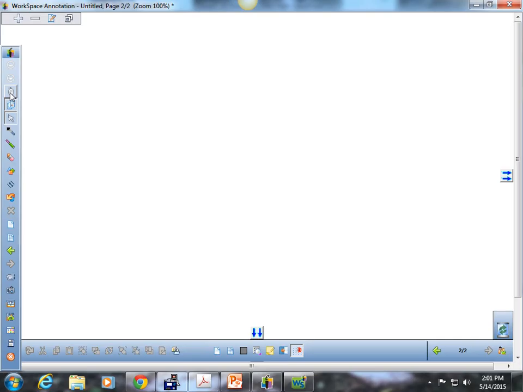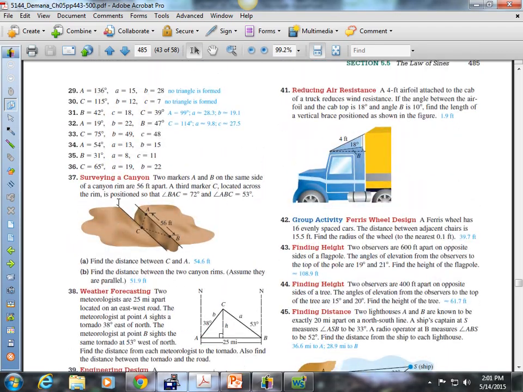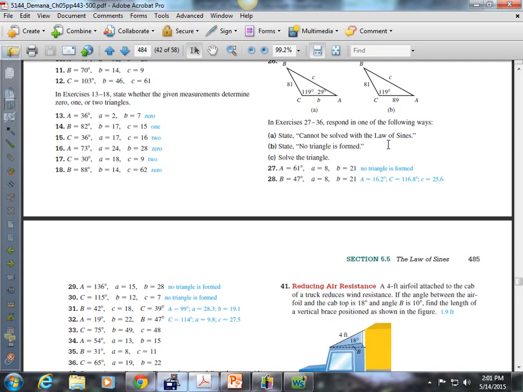Okay, all right, Cheyenne, 36. We're just solving the triangle, is that right? Yeah, respond in one of the following ways. It can't be solved with the law of sines. No triangle can be formed. Or if a triangle can be formed, we need to solve the triangle. So it's possible that we might have how many triangles? It's possible we might need to solve 2 triangles. Maybe only one or none.